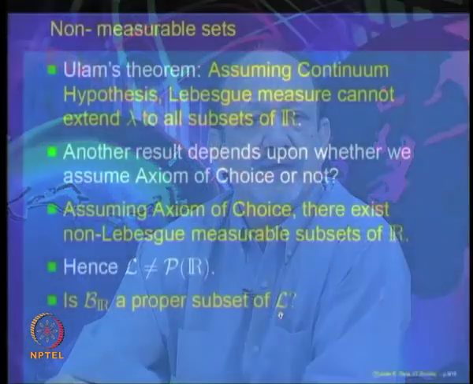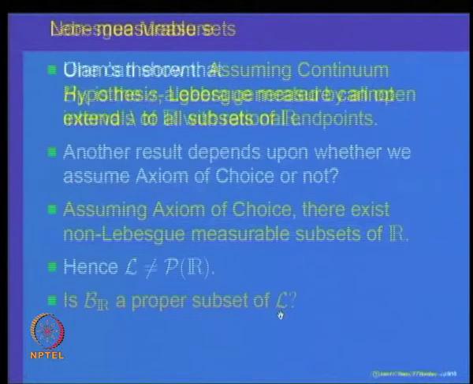So, on this side we will leave it as it is, saying that if you either assume the continuum hypothesis or the axiom of choice, then there exist sets which are not Lebesgue measurable. Let us turn to the other side. Can we say that the Borel sigma algebra, the Borel subsets of the real line, form a subclass of Lebesgue measurable sets? What is the relation between these two? Can we say that the Borel sets form a proper subset of the class of all Lebesgue measurable sets?